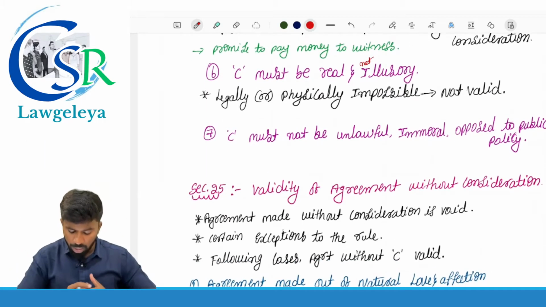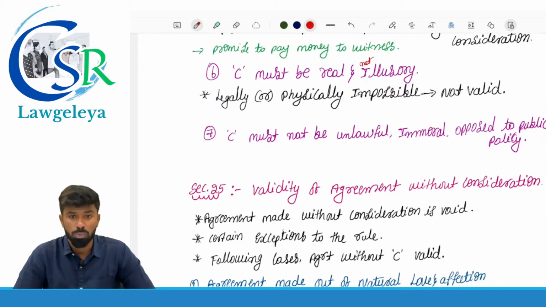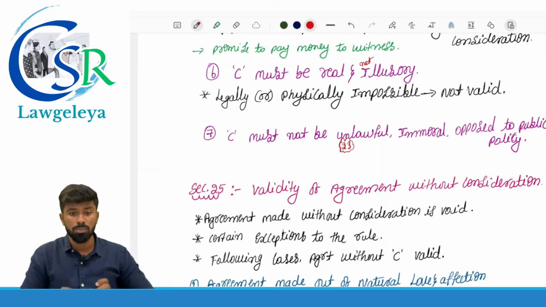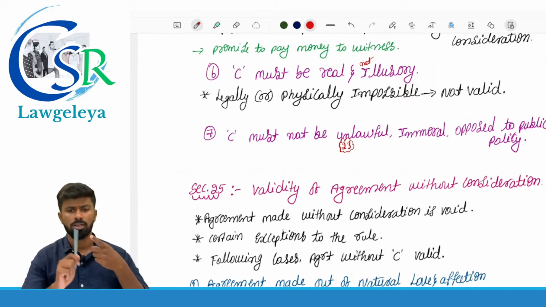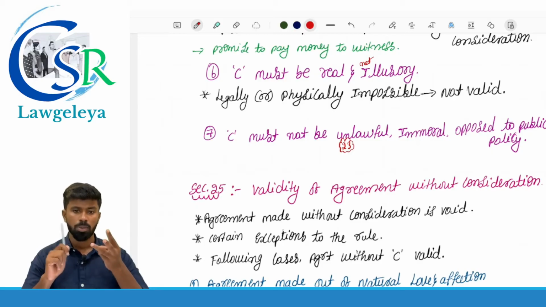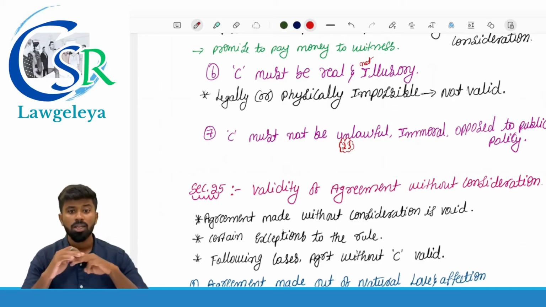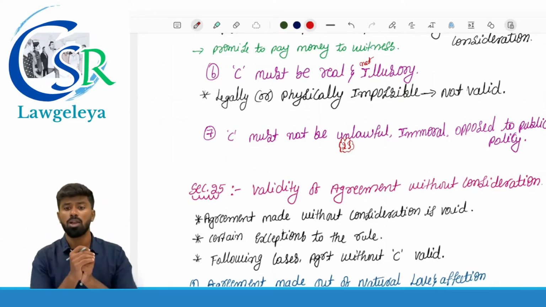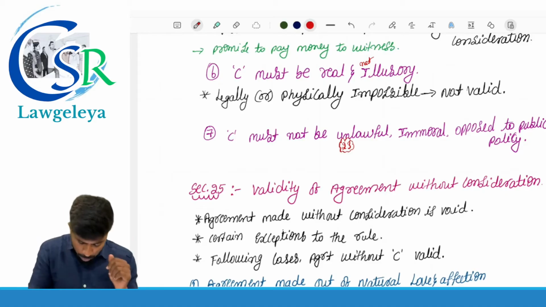Consideration must not be unlawful, immoral, or opposed to public policy. We will discuss this in detail under section number 23 of the Indian Contract Act. But keep this in mind. There are 7 essentials of valid consideration. What are they? At the desire of the promisor, the promisee or any other person can provide consideration. It can be past, present, or future. Need not be adequate. Must be real and not illusory. And must not be unlawful, immoral, or opposed to public policy.